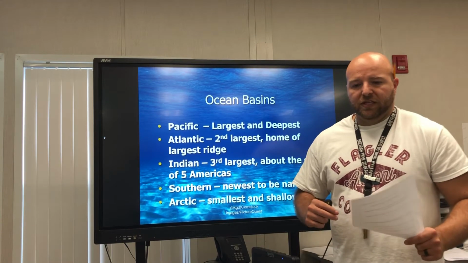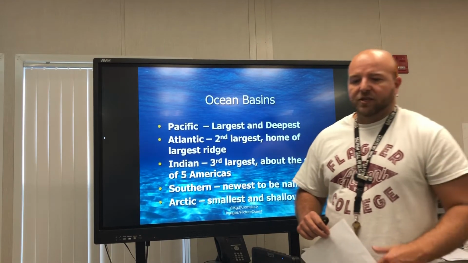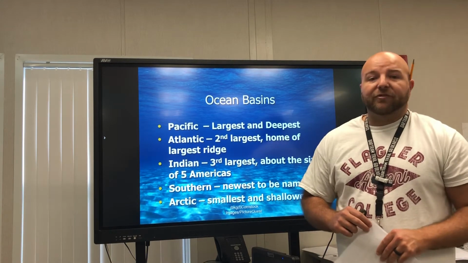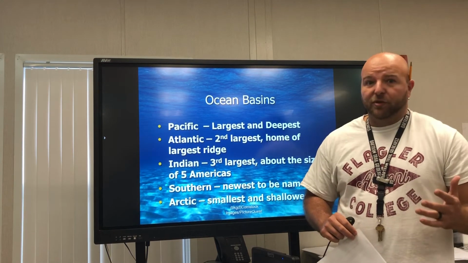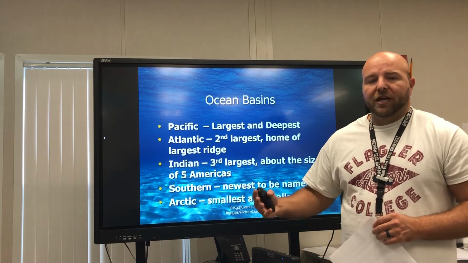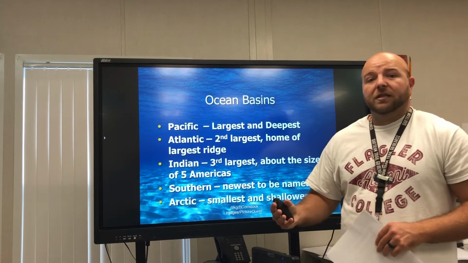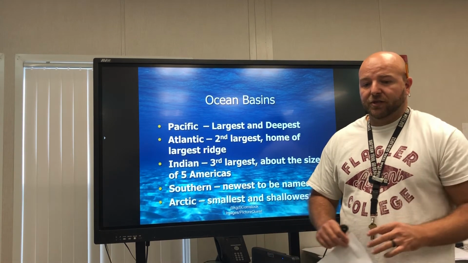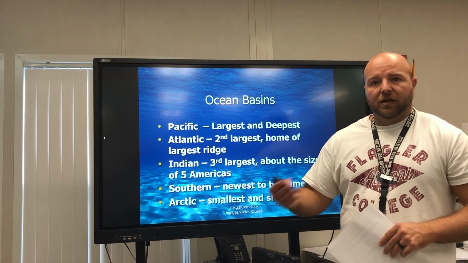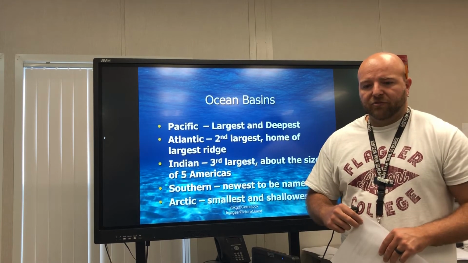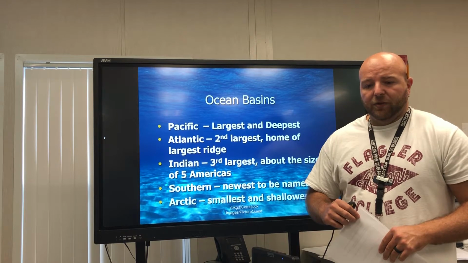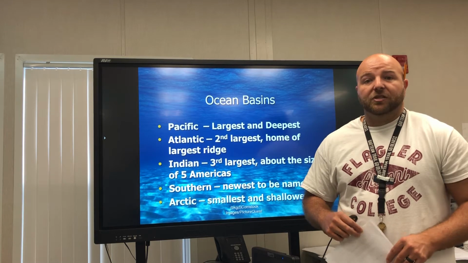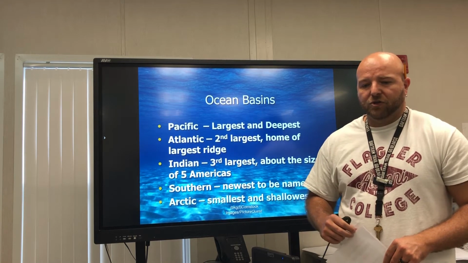The next one is the Indian Ocean Basin. This is the 3rd largest, and even so, as the 3rd largest, it's still about the size of 5 United States of America, so still very, very large. And then from there we have the Southern Ocean. This is the most recent to be named. Used to be considered 4 basins, and now we consider 5. This one being kind of under the southern tip of Africa. And then we go north now for the Arctic Ocean Basin. This is the smallest and shallowest of our ocean basins.